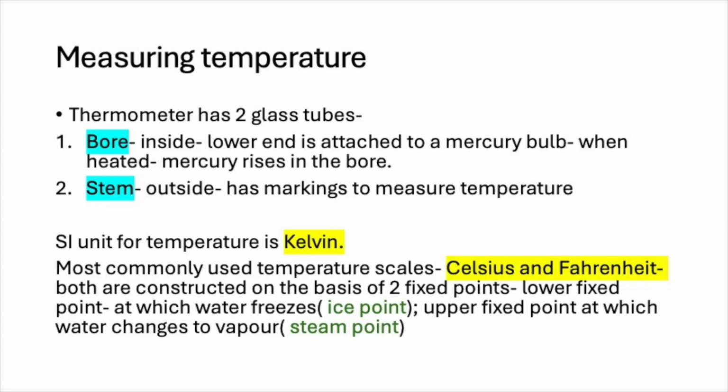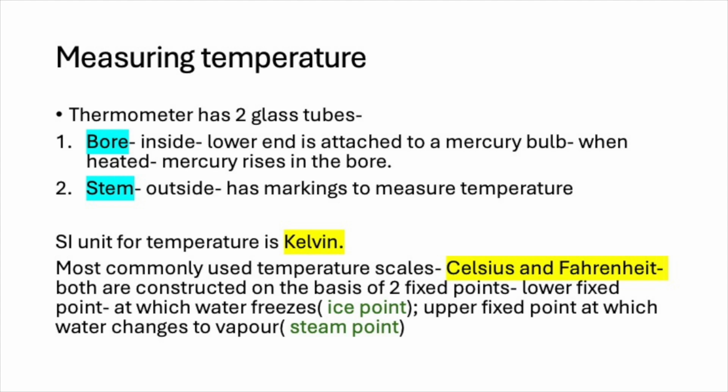Measuring temperature. We use a thermometer which has two glass tubes. The bore is in the inside. The lower end is attached to a mercury bulb. When it's heated, the mercury rises in the bore. The stem is outside and has markings to measure the temperature.